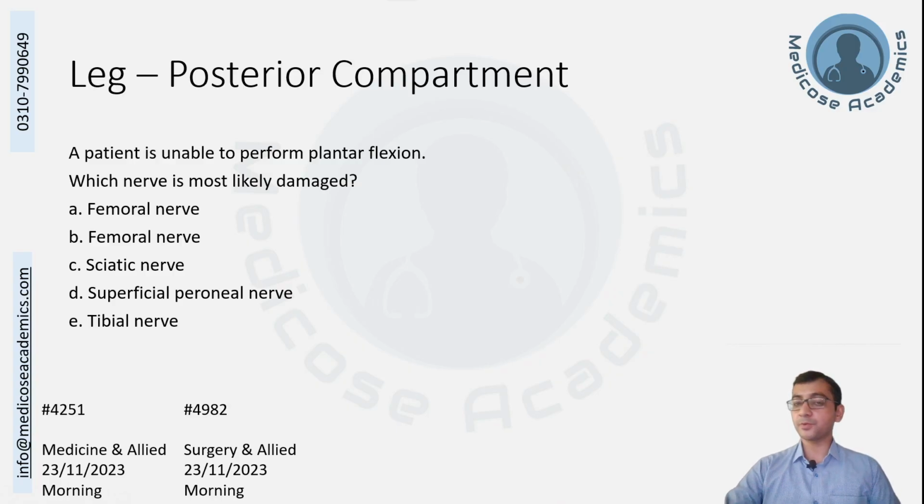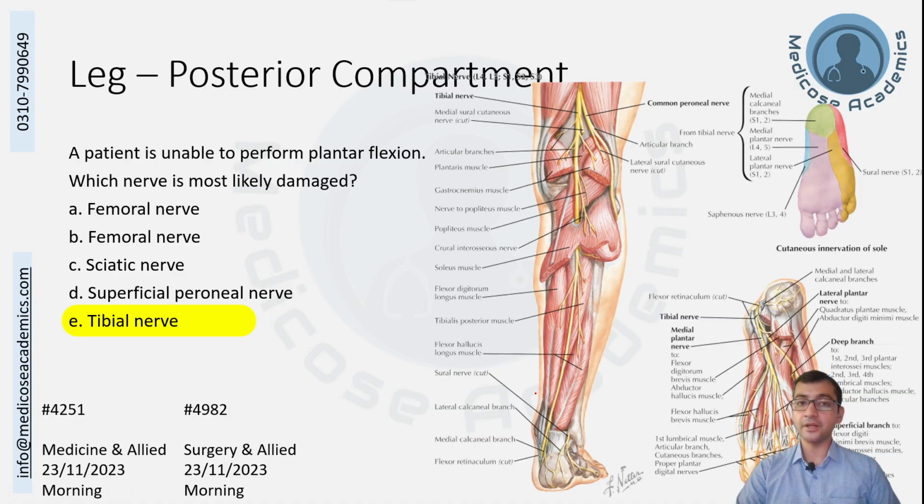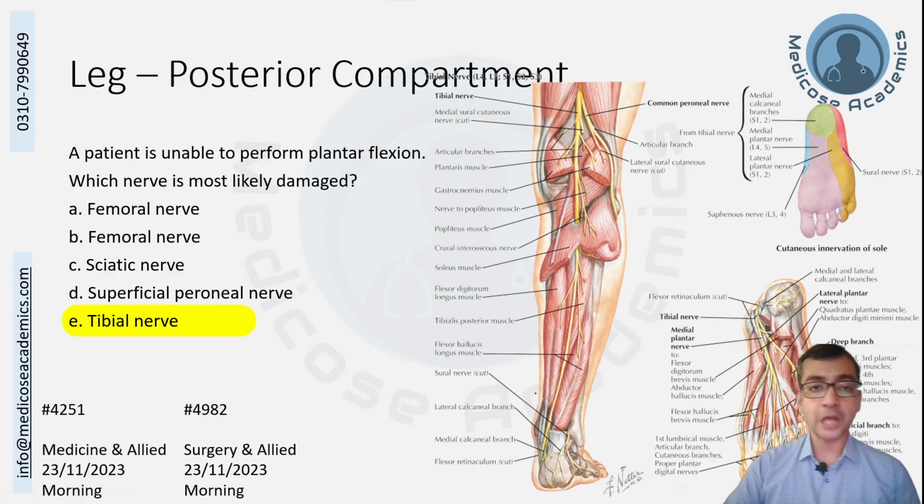A patient is unable to perform plantar flexion. Which nerve is most likely to be damaged? That is again the tibial nerve. The MCQ could be asked in a way that a person, after an injury to the leg, cannot stand on his toes to reach the upper shelf in his kitchen. Then this is due to the loss of the tibial nerve, or paralysis of the soleus and gastrocnemius muscles.